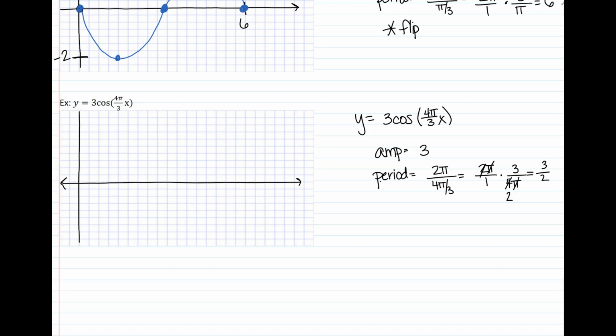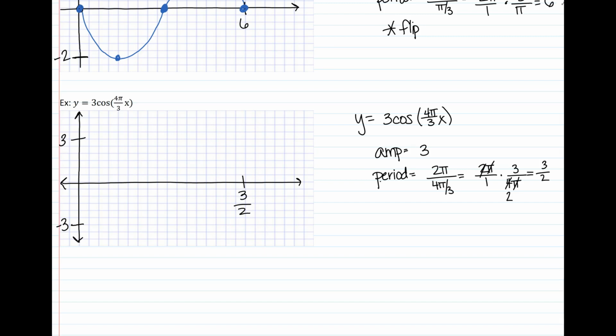Kind of the beauty of being able to draw your own x-axis, because I can put 3 halves wherever I feel like putting 3 halves. And I can put positive 3 here, and I can put negative 3 here. Did I mess up again? 1, 2, 3, 4, 5, 6. 1, 2, 3, 4, 5. No, look at that. So the amplitude is 3.